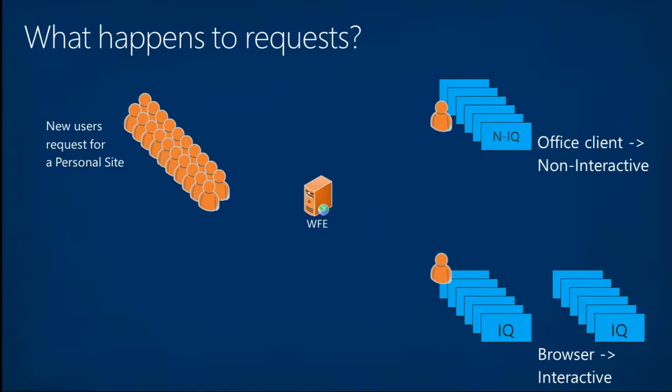It's a pretty simple model. So the next user who comes online and, let's say, clicks on the newsfeed link or the profile link or the About Me page link will land up in the second interactive queue. So we looked at how requests get pushed into the queue. Let's see how it gets processed.